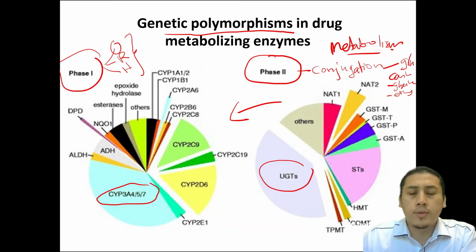Glucosyl transferase, if I'm not mistaken, and then ST is sulfotransferase. So these are the two transferase enzymes in phase 2 metabolism that have the most genetic polymorphisms.